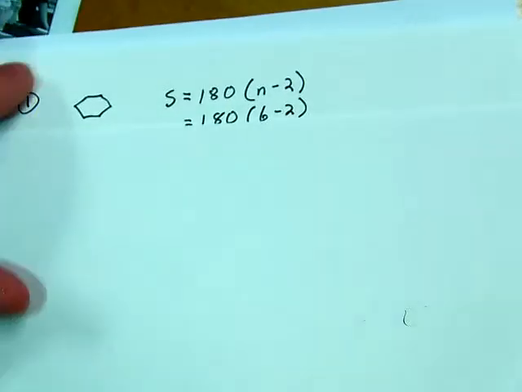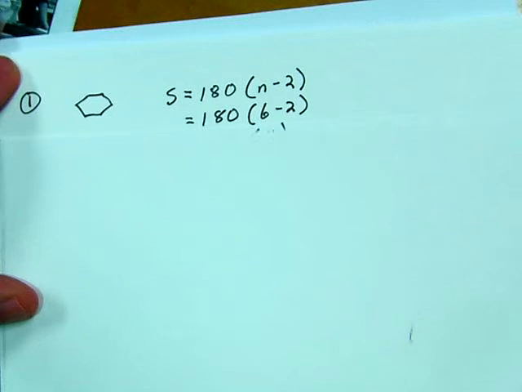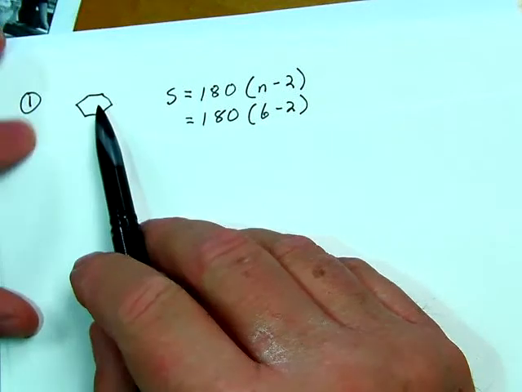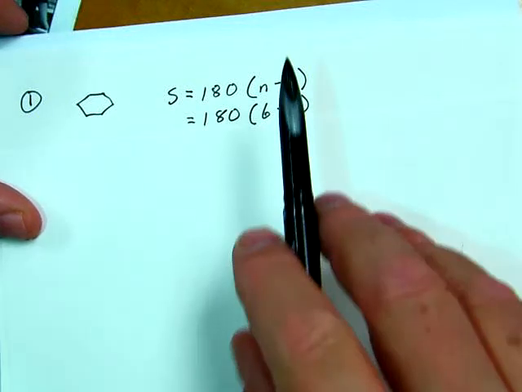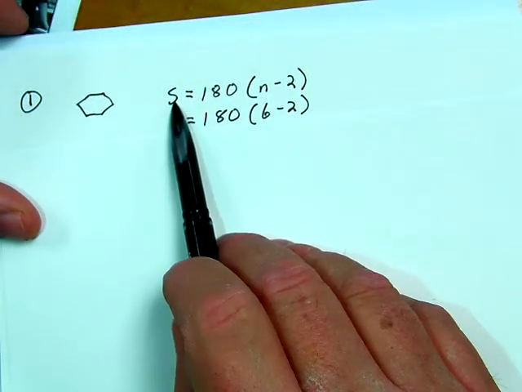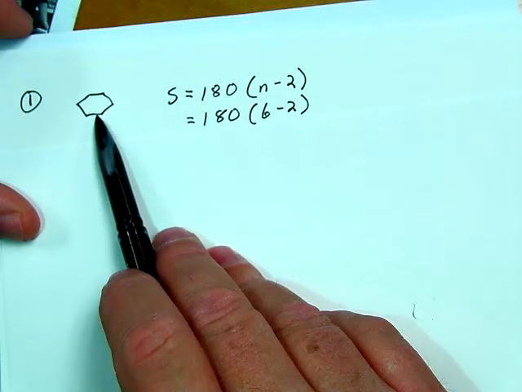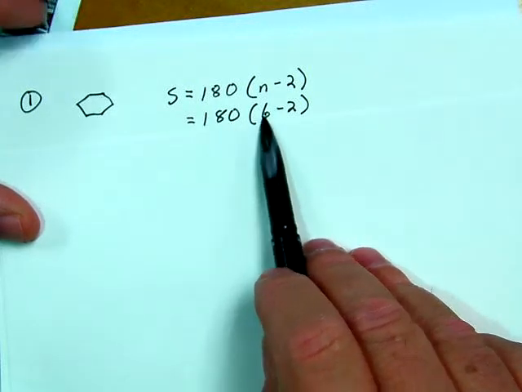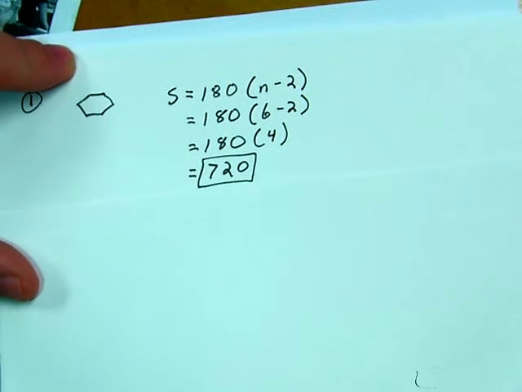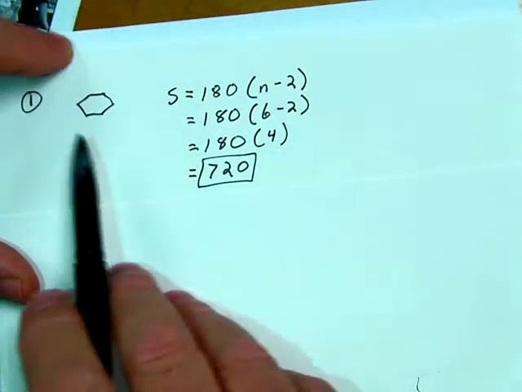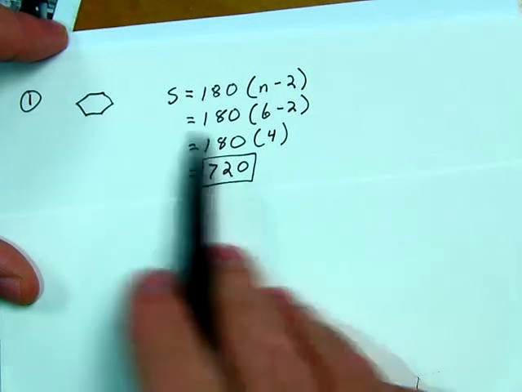All right. In example 1, I'm given a simple polygon, a hexagon. Now they've drawn it as a chemical symbol. I've just drawn the hexagon here. All right. And we know that the formula is the summation of the interior angles is 180 times n minus 2. Well, we know that this is a 6-sided figure, so all we have to do is substitute 6 in here. 180 times 6 minus 2 is 180 times 4, which gives us 720 degrees. So we know that because we have a 6-sided figure, there's going to be 720 degrees on the inside.